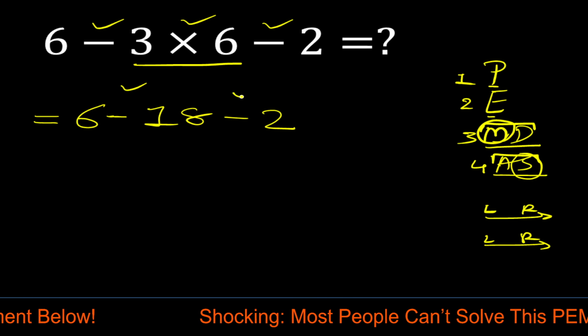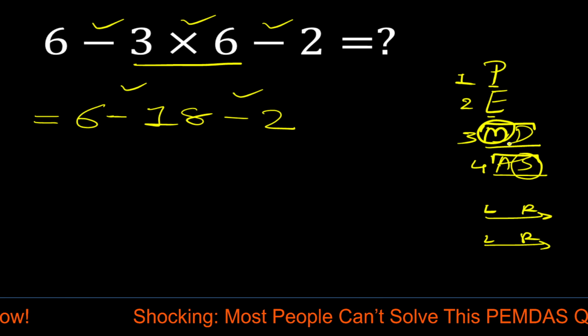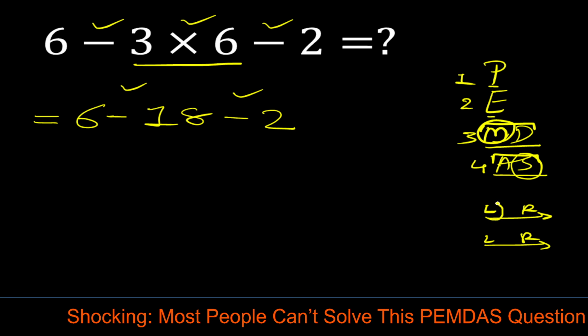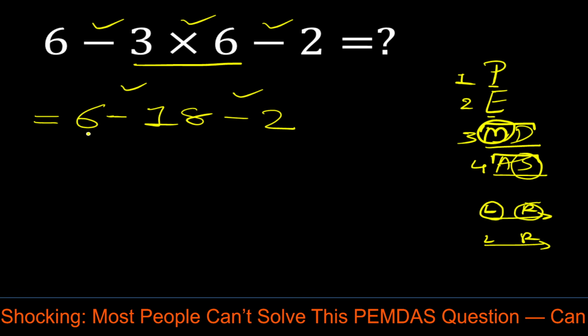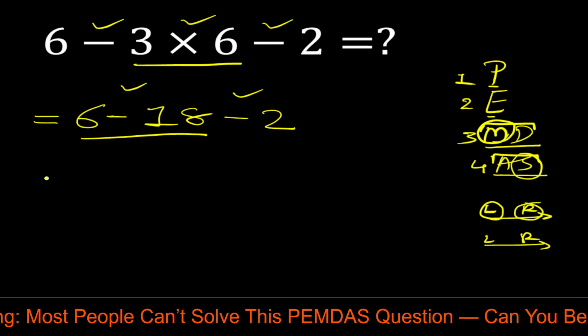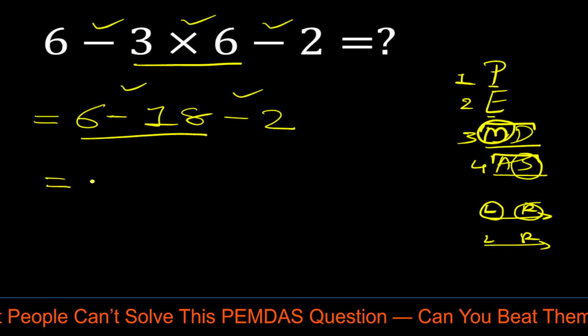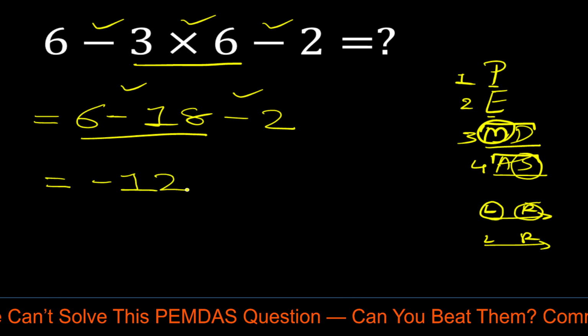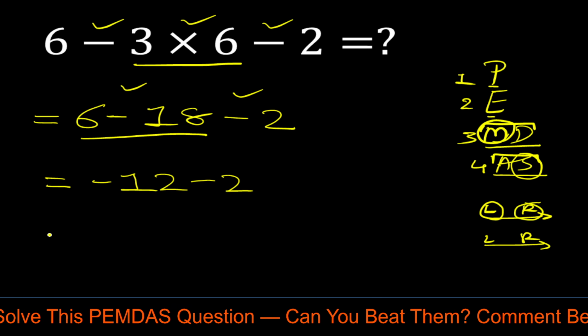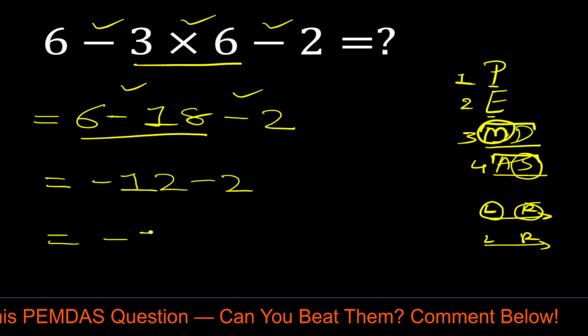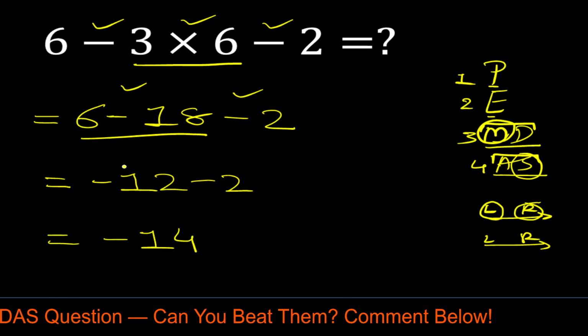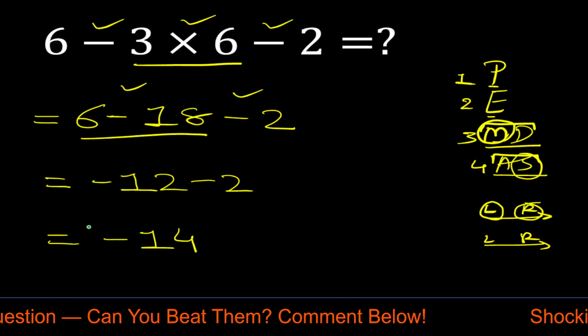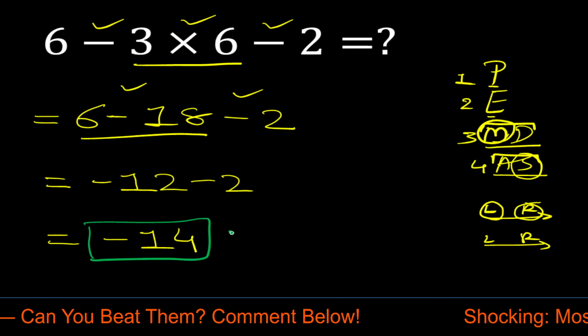Now here we have subtraction and here subtraction, and both have equal priority, so we have to solve it from left to right. So first we have to solve this subtraction, right? So 6 minus 18 is equal to minus 12 minus 2. So minus 12 minus 2 is equal to minus 14, right? So the correct answer is minus 14.